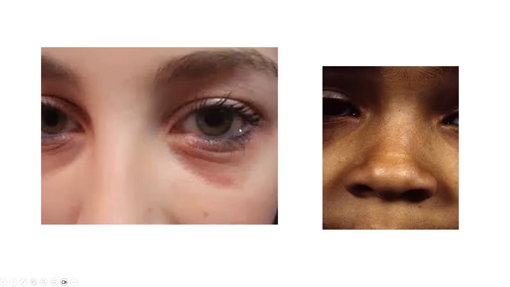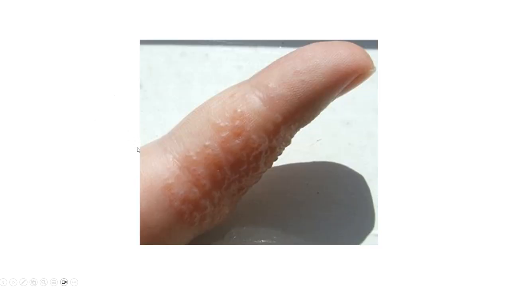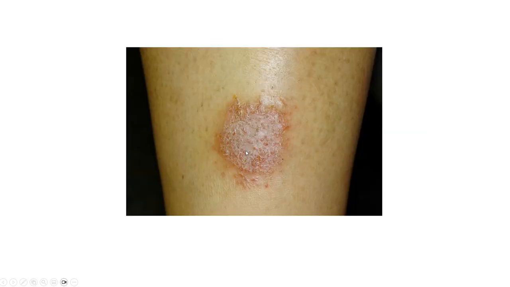These are a couple more signs of atopic dermatitis. This is where the person gets this allergic shiner, and this is where the kid is just kind of pushing up their nose because they're itchy, what's it called? Allergic salute. This is dyshidrotic eczema. Look at those nice frog spawn vesicles, tapioca-like vesicles on the finger, dyshidrotic eczema.